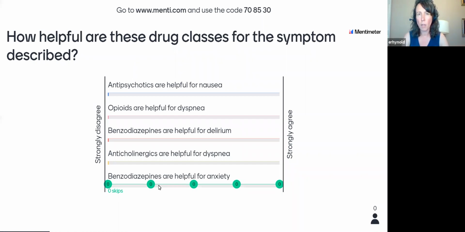How helpful are these drug classes for the symptoms described? I've got 5 different drug classes and 5 symptoms. For antipsychotics, how helpful are they for nausea? How helpful are opioids for dyspnea, benzodiazepines for delirium? I know it's a little fiddly with all those slides, but we've got from strongly disagree to strongly agree. How helpful are anticholinergics for dyspnea and benzodiazepines for anxiety? I'll let you fiddle around with that for just a few moments here.